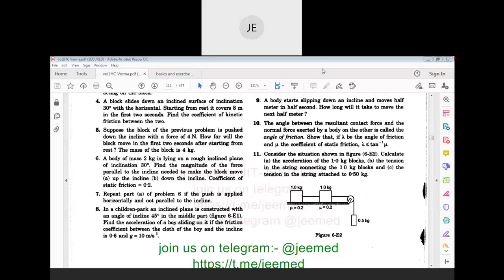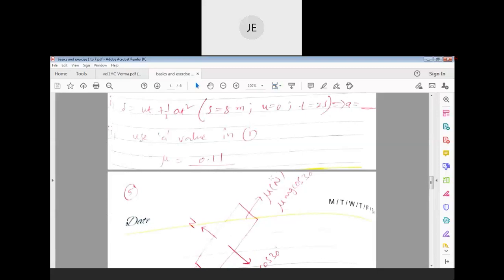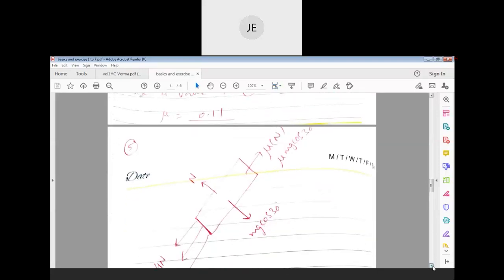Yeah, next question. Suppose the block of the previous problem is pushed down the incline with a force of 4 Newton. How far will the block move in the first 2 seconds after starting from rest? The mass is 4 kg. So again you have to draw the free body diagram properly.